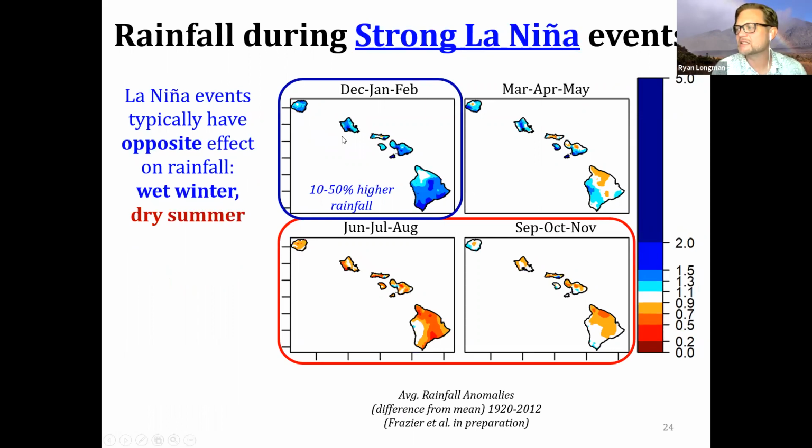So during the wet season, we see wetter conditions, and during the dry season, we see drier conditions. And again, these are on averages. You can have wet and dry patterns for the La Nina, but again, on average, we do see wetter winters during the La Nina. And that's where we're at now.